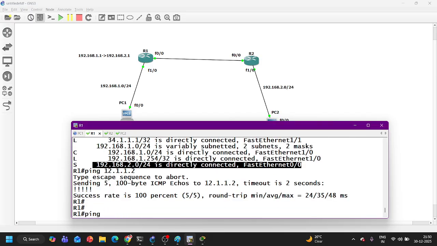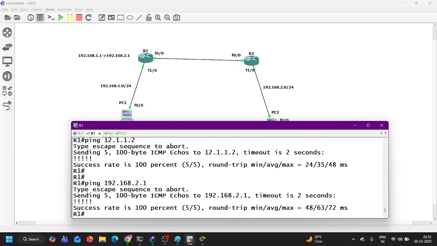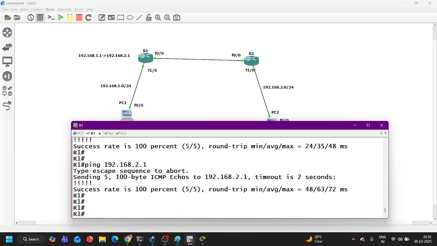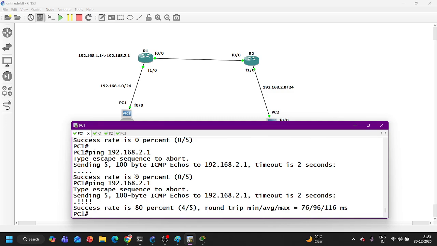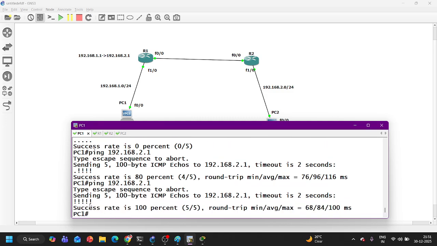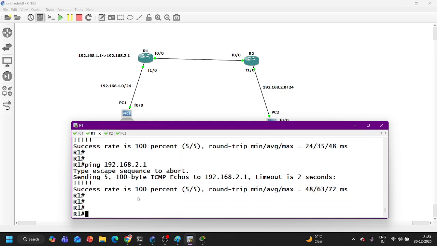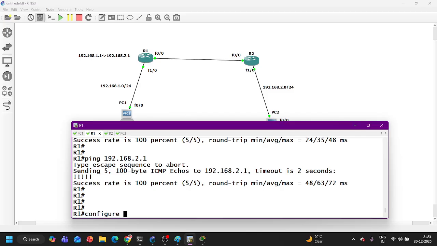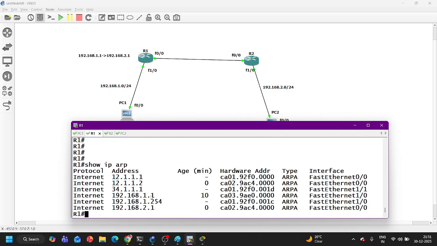Ping 192.168.2.1 from the router, destination is reachable. Then from the PC, why is it not reachable? It should also be reachable. Now you can see it is reachable. It's not taking time. And if you check the ARP table of R1, so IP ARP, then you can see the MAC address of this IP address is now what? This one. And see the MAC address of 12.2 and this destination IP address. Both are not the same.